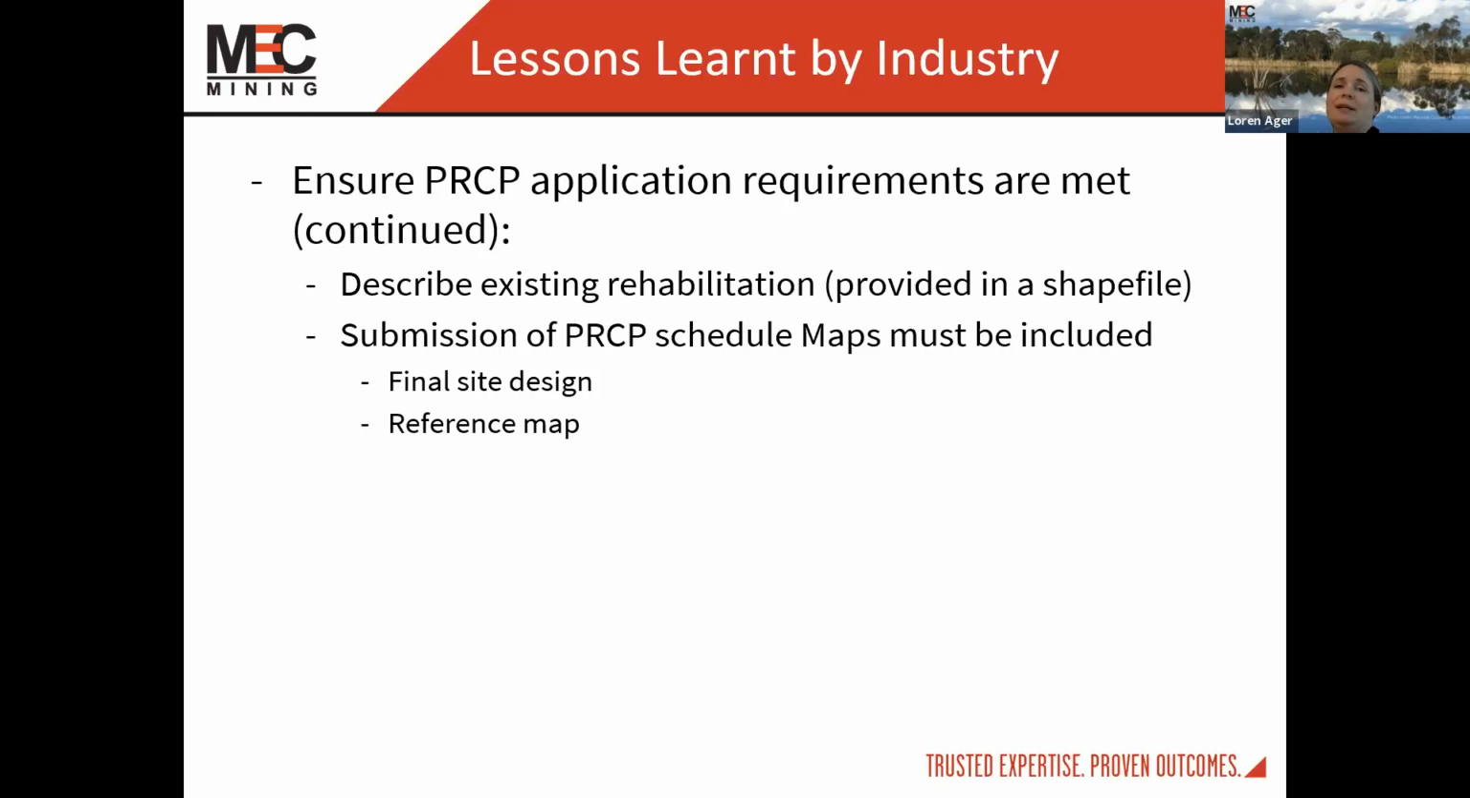And there's also making sure application requirements are met. So, the description of the rehabilitation area that potentially also exists that you might not be including in that plan, it does need to be provided in a shape file, and also there needs to be an understanding that if you are not including certain aspects in your application, you need to state why you're not including those aspects.